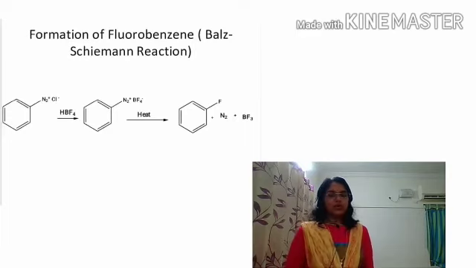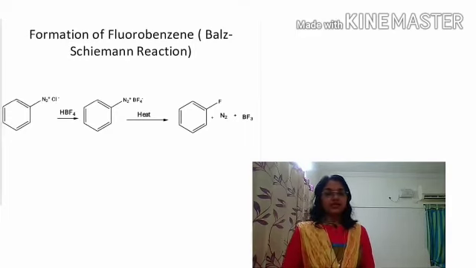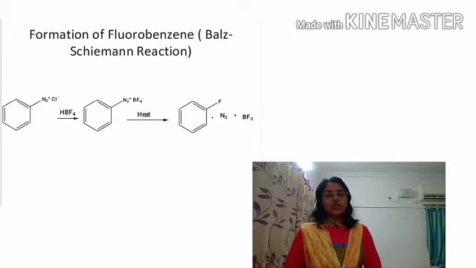So if we want to prepare fluorobenzene, we have to first treat benzene diazonium chloride with fluoroboric acid, that is HBF4. We will get benzene diazonium tetrafluoroborate, which on warming gives fluorobenzene. This reaction is also called the Balz-Schiemann reaction.